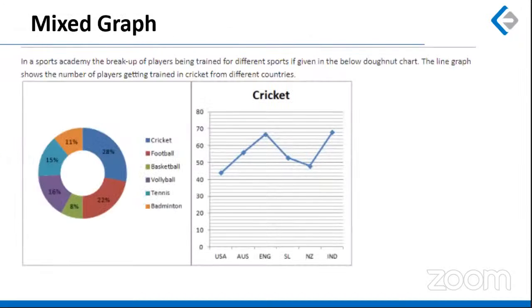A question on mixed graph. Well, this was an easier one, a donut chart followed by a line graph. One could easily relate the data over here because the number of cricket players were given for each country. So if you simply add up all these cricket players and equate that to 28%, which is visible on the adjacent graph, okay, you can calculate the total number of players, which was 100%. And once you crack the total number of players, you can answer the questions following it. So according to me, this set could take 6 to 7 minutes. You can solve all 3 questions. And the questions were easy to moderate kind of difficulty level.